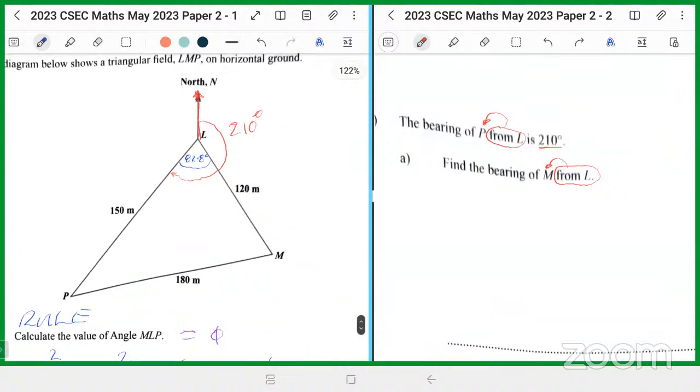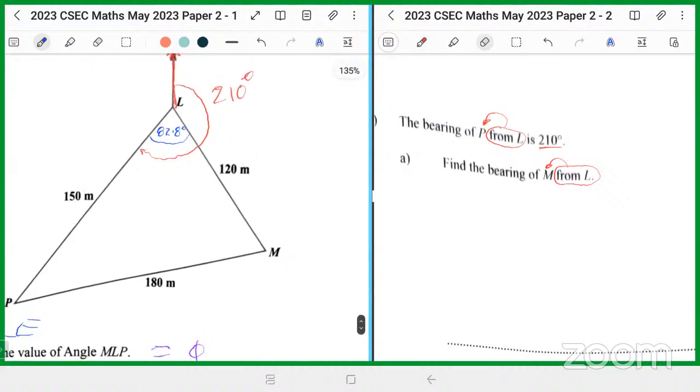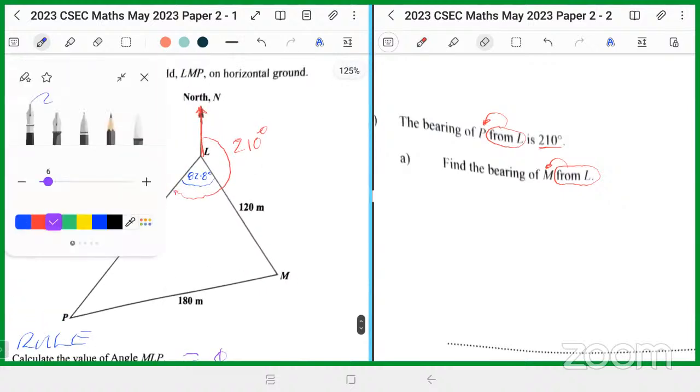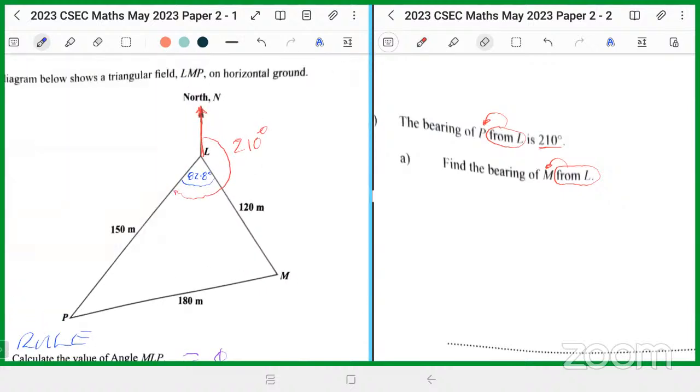The question is asking us for the bearing from L to M, from L again to M. So let's do this one in purple now. We're talking now about the bearing from this point L again to this point M. So again, L is the from position, but this time you want the bearing to M. All right, so what would you do? Let's show it in purple now.